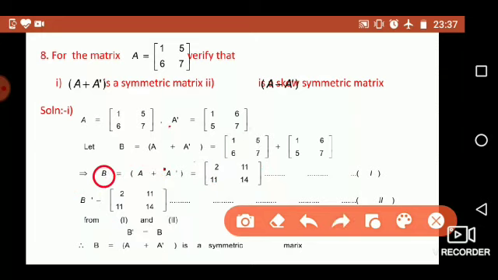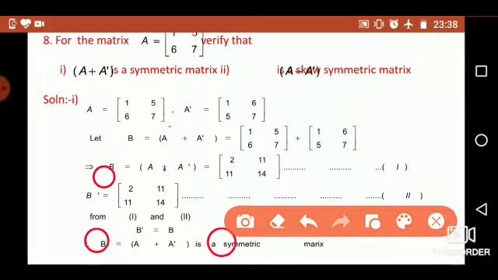From 1 and 2, we can see that B is equal to B dash. Therefore, B is a symmetric matrix, meaning A plus A dash is a symmetric matrix. Therefore, A plus A dash is always a symmetric matrix.